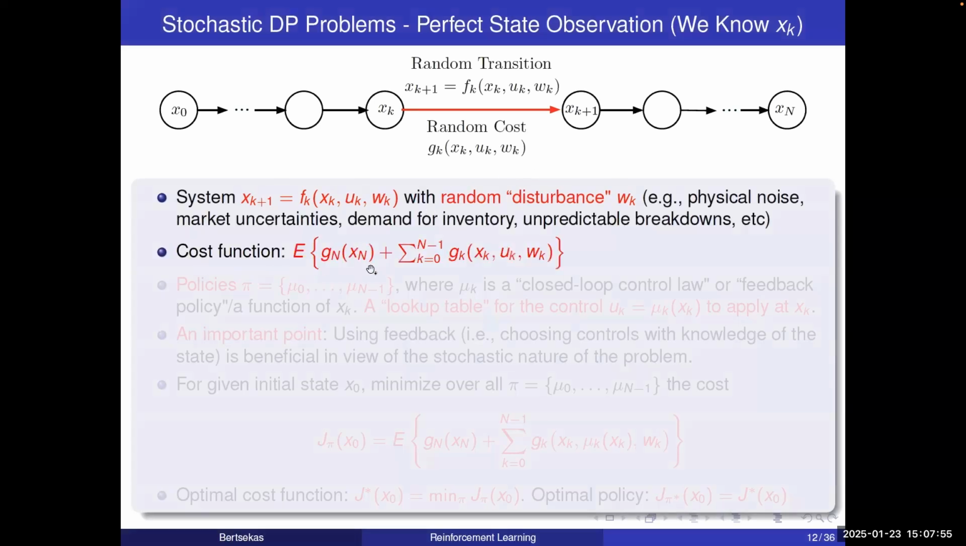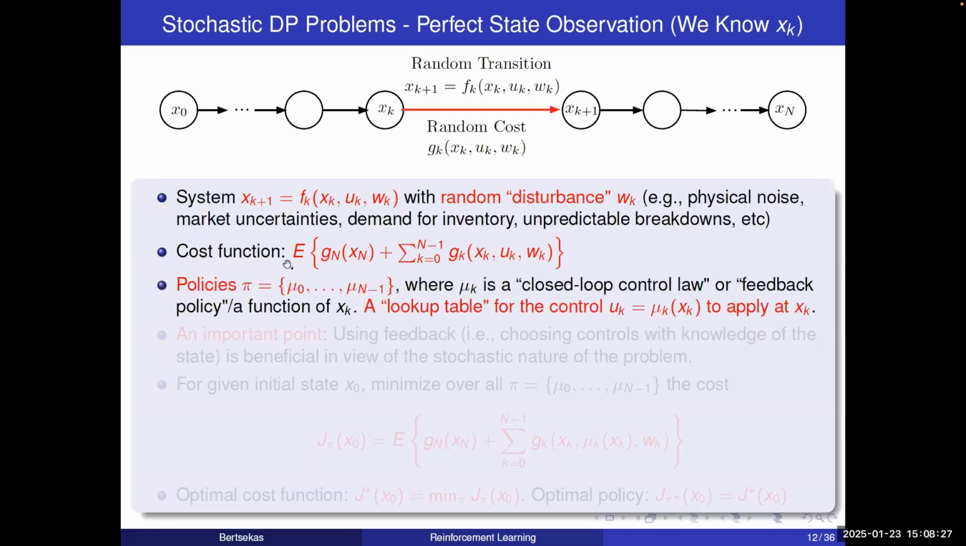Now, when you make a transition from xk to xk plus 1, there's also a cost that's incurred that depends on the random disturbance. So this cost is random, and the cost function that we have is the accumulation of all the stage costs plus a terminal cost. But this quantity here is random because of the W's. So we take the expected value of this, which is a number, and that's what we minimize.